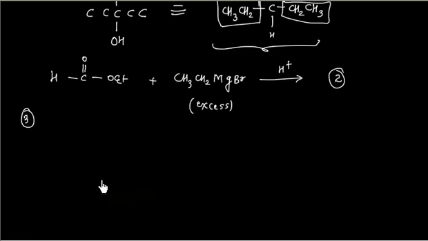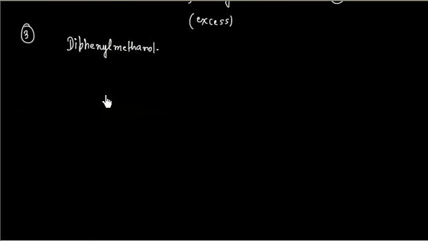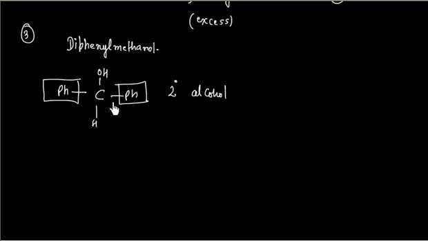Now let us try the next one. We have to prepare diphenyl methanol. So we have diphenyl methanol. So this is Ph, this is Ph, this is H. Once again, this is a 2-degree alcohol containing 2 alkyl groups that are the same. So this alkyl group and this alkyl group are the same.